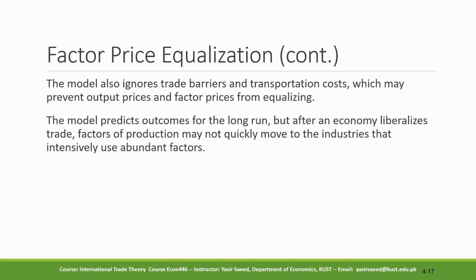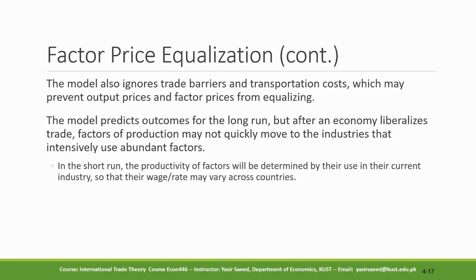The model also predicts outcomes for the long run, but after an economy liberalizes trade, factors of production may not quickly move to the industries that intensively use abundant factors. In the short run, the productivity of factors will be determined by their use in the current industry, so their wage rate may vary across industries.